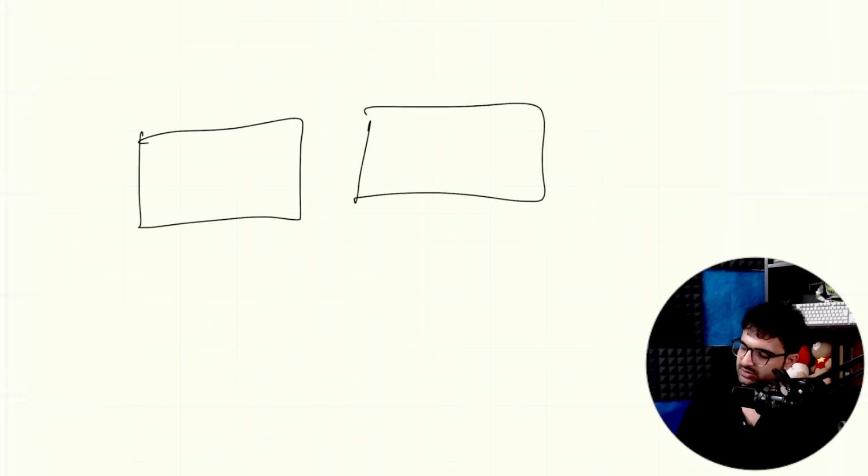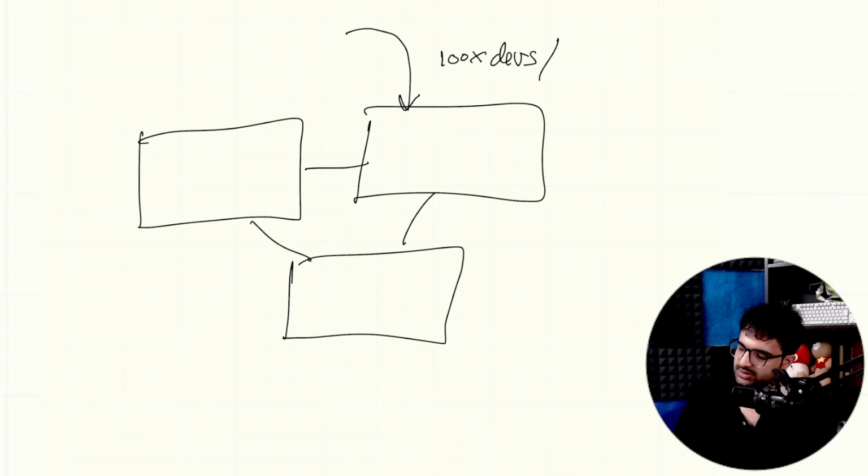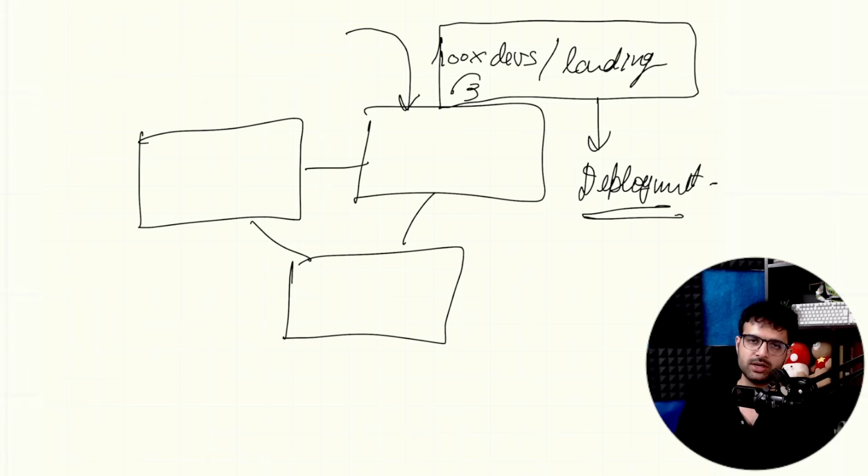In Kubernetes, you first create a Kubernetes cluster, which means you basically create a bunch of machines that are connected to each other. And you tell this Kubernetes cluster, hey, please deploy 100x devs/landing and create 3 copies of this. You create what's called a deployment. This deployment is a jargon you need to know if you're learning Kubernetes.